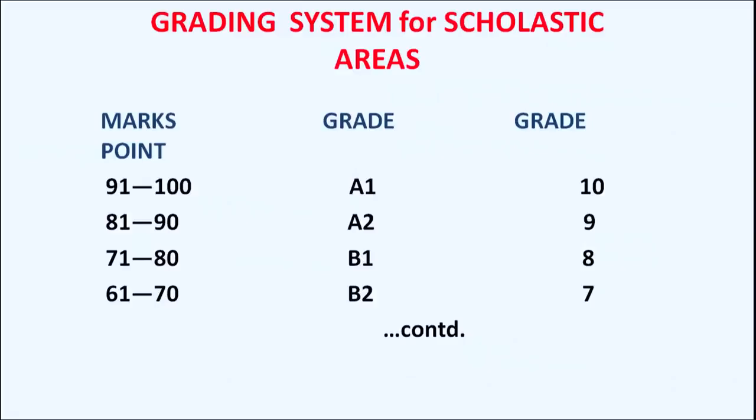Now, there are certain areas how the grading is done in CCE as per CBSE. There are certain marks points which correspond to a grade and to a grade point. 91 to 100 is A1 and they correspond to 10 grade points. 81 to 90 is A2 and it corresponds to 9. 71 to 80 is B1, it corresponds to 8. 61 to 70 is B2, that makes grade point 7.